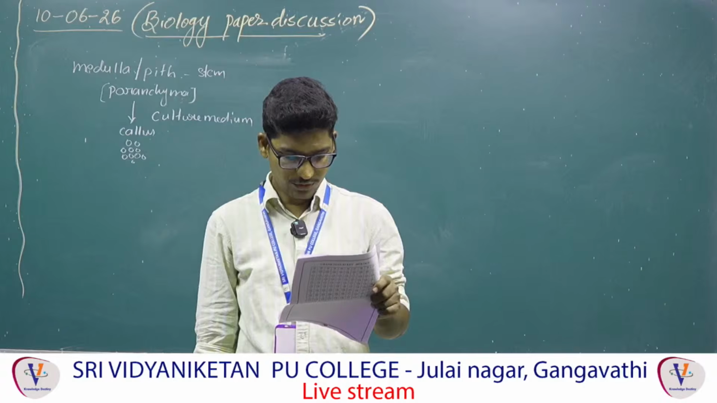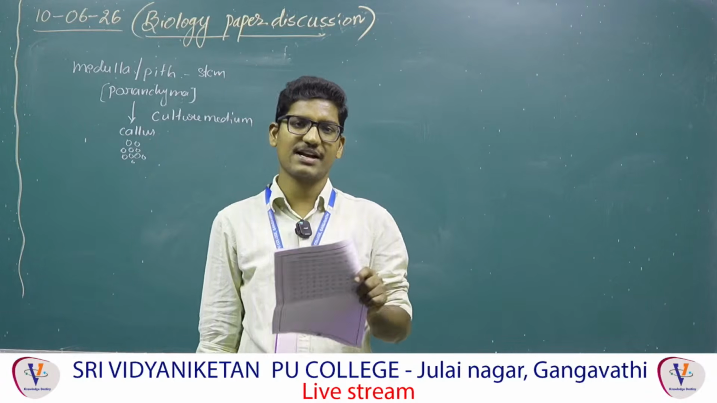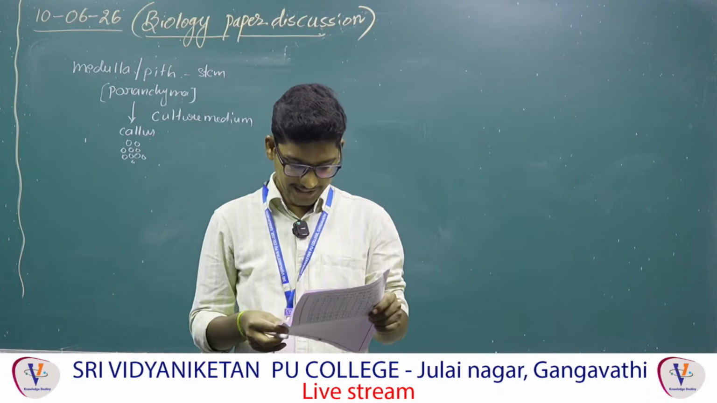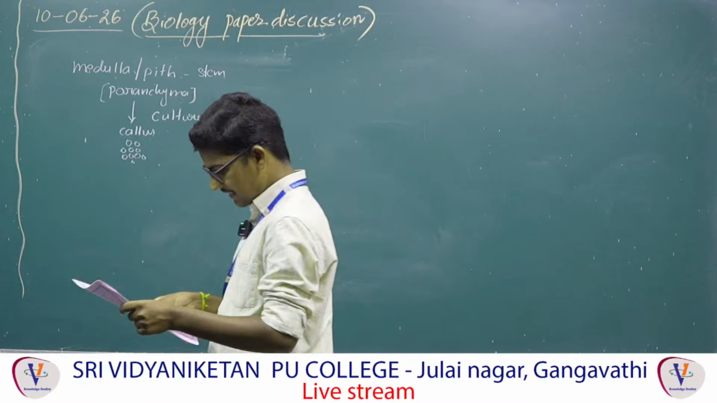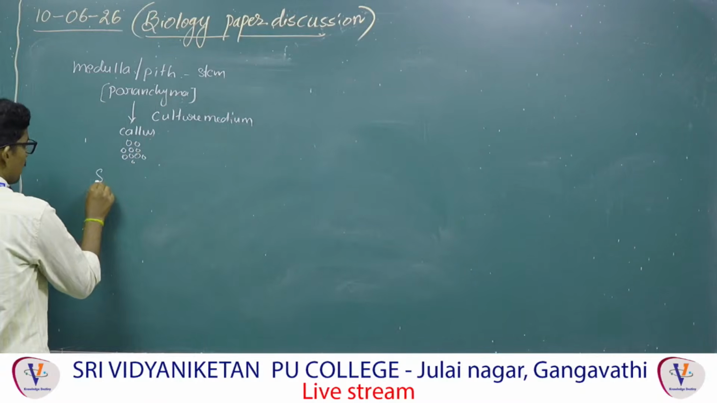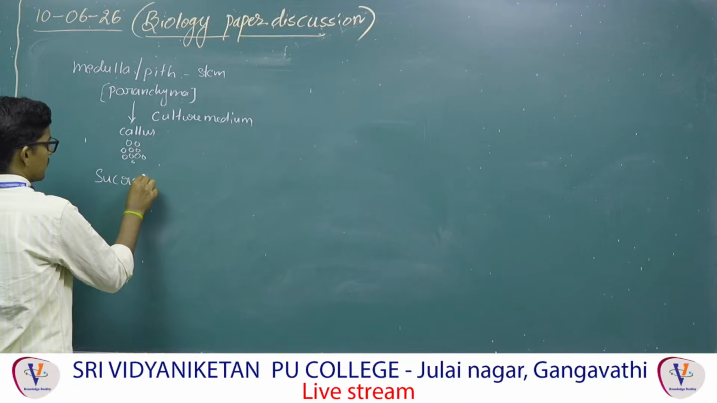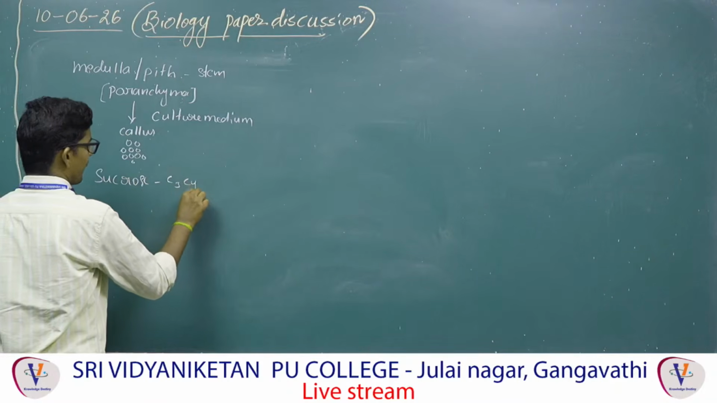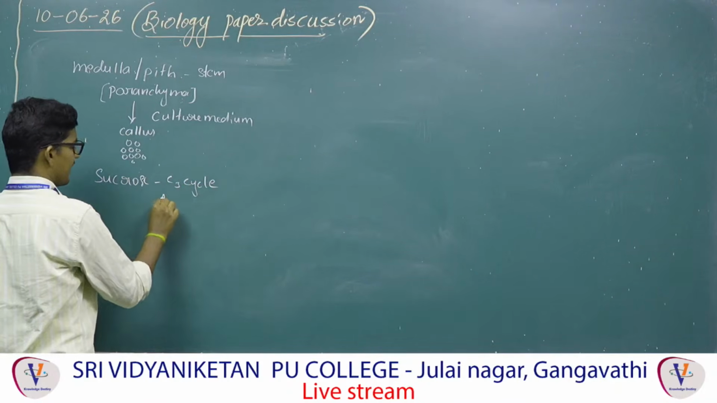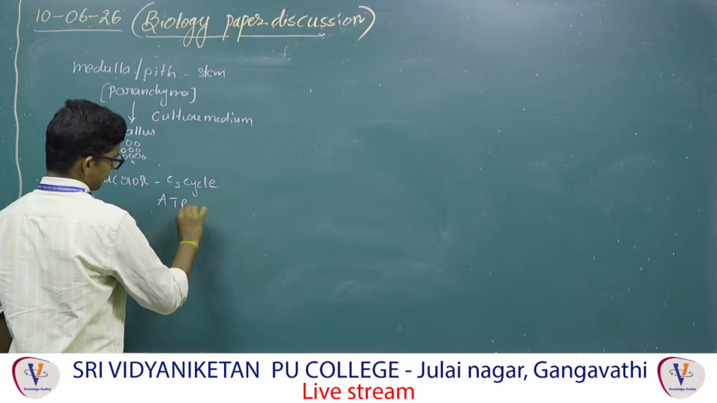Next, question number 100, direct technique, that is the spooling. Next, 120. So they are asking for the sucrose production through C3 cycle, how many ATP and NADPH are utilized?